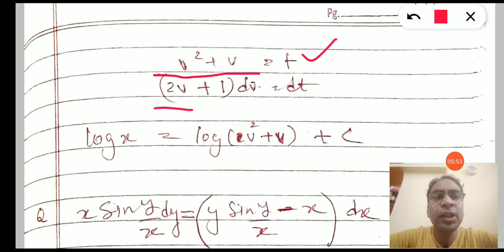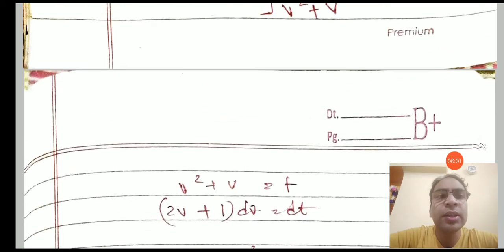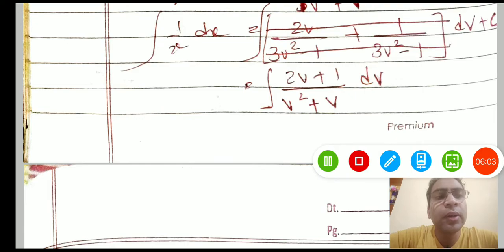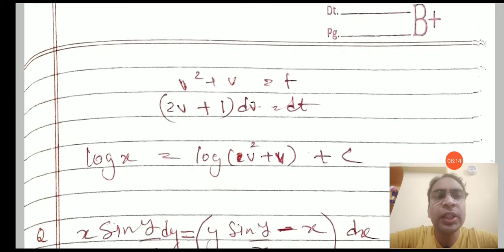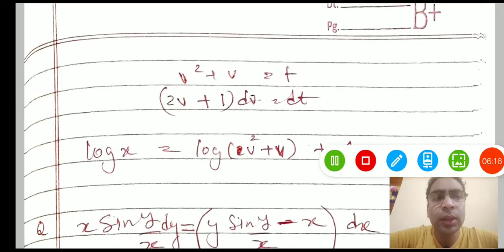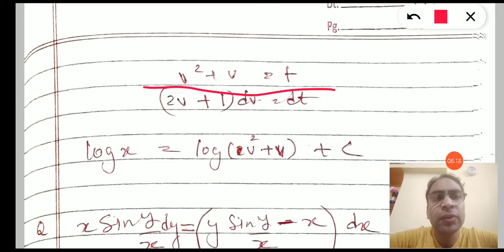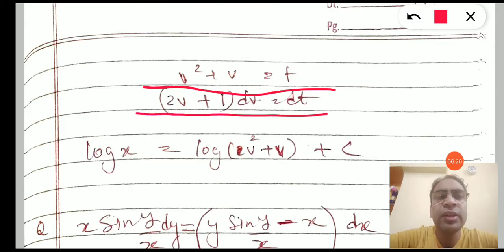So now 2v plus 1 dv will be dt. So the numerator will be converted to dt. So we have substituted v square plus v, and 2v plus 1 dv will become dt, right? So performing these substitutions, we have substituted v square plus v as t and 2v plus 1 dv as dt. The equation can easily be solved.